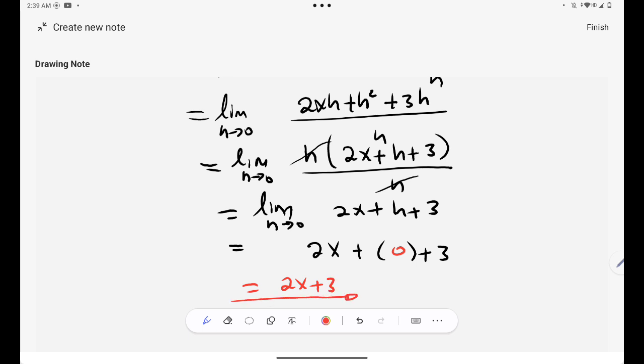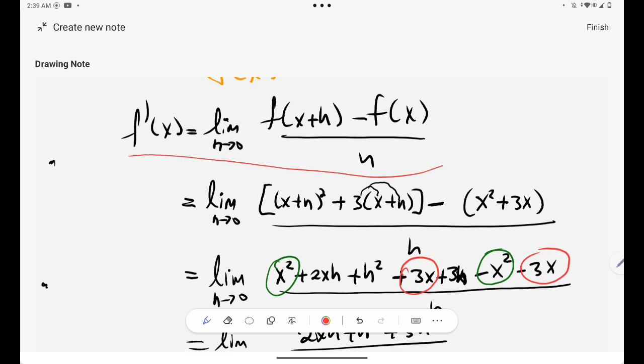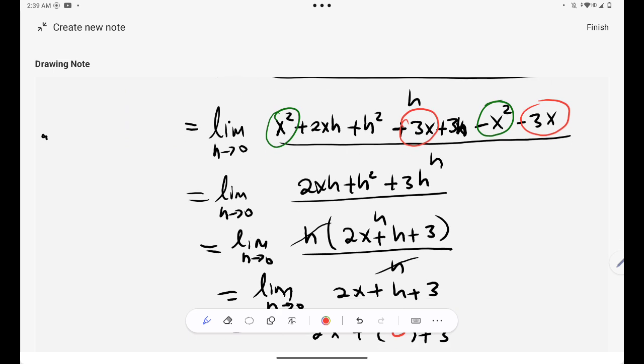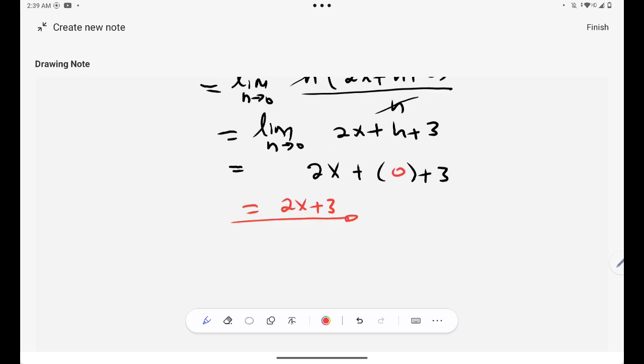That's how you find the derivative by using first principles, guys. Always use this equation: find f of x plus h, then you subtract f of x from it, then you must remove h at the denominator and then substitute. Please pause the video and try this on your own.